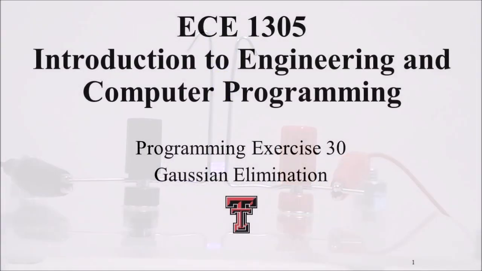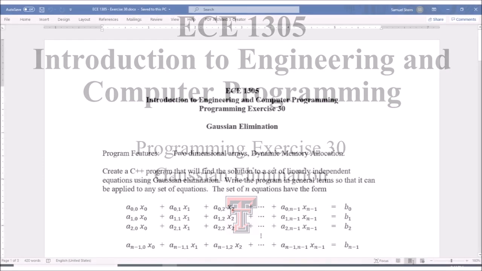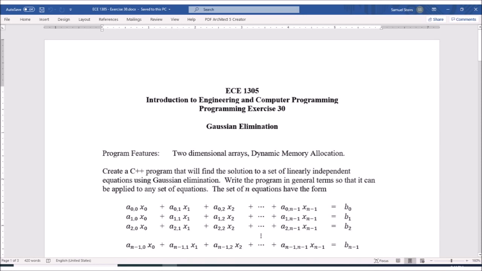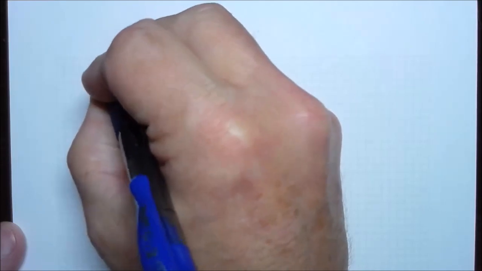The next programming exercise I would like for you to do involves the solution of simultaneous equations by the use of Gaussian elimination. The description of the programming exercise explains Gaussian elimination in general terms, so it will be more helpful to start with a numerical example. Okay, this will be a numerical example of the solution of simultaneous equations.